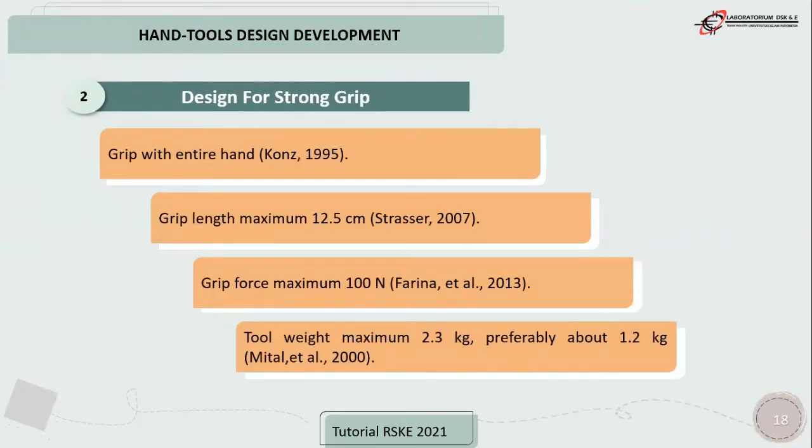Okay, and then for design for a strong grip, we know that we grip with the entire hand. It means the grip fits in the palm so that strength can be optimized. The maximum length of grip is 20.5 centimeters, and the maximum grip pressure is 100 Newton. So the maximum grip strength of the hand is generally that much.